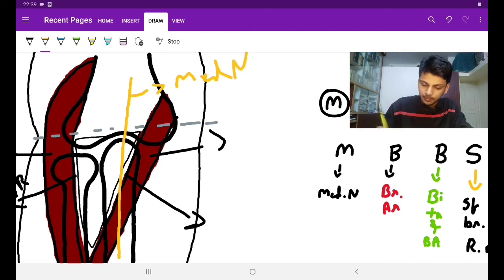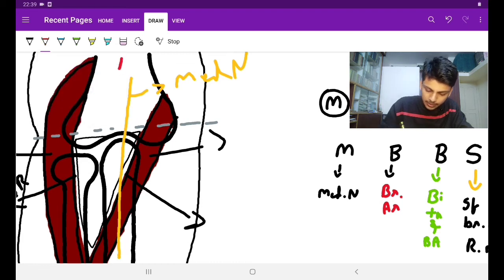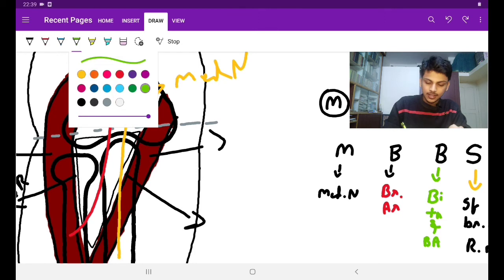Then we have the B, which is the brachial artery. The brachial artery is coming like this, going till the neck of radius, where it is dividing into radial and ulnar arteries. Okay, so this is the brachial artery. Now we have the tendon of biceps. We just discussed that now, guys.